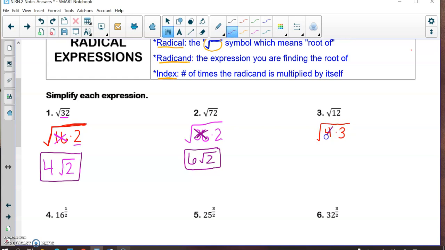The square root of 4 is 2, so I'm going to take that 2 out and cross off the 4 because I did something with that. I took care of that. And the square root of 3, 3 is not a perfect square. It does not have any perfect square factors, so it just remains as the square root of 3.